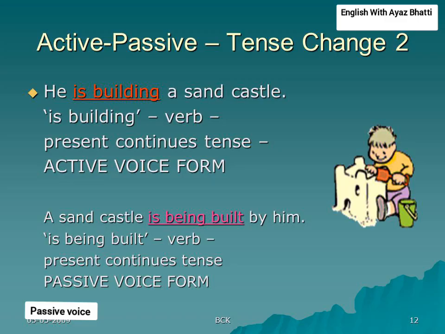Active passive, tense change 2. He is building a sandcastle. Is building, verb, present continuous tense, active voice form. A sandcastle is being built by him. Is being built, verb, present continuous tense, passive voice form.